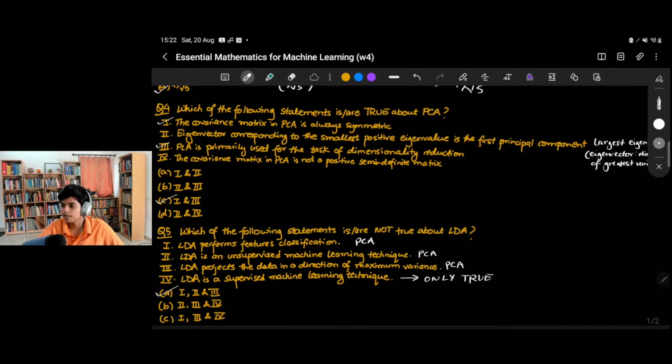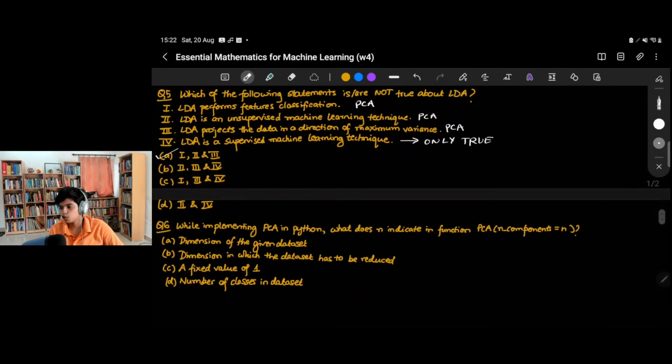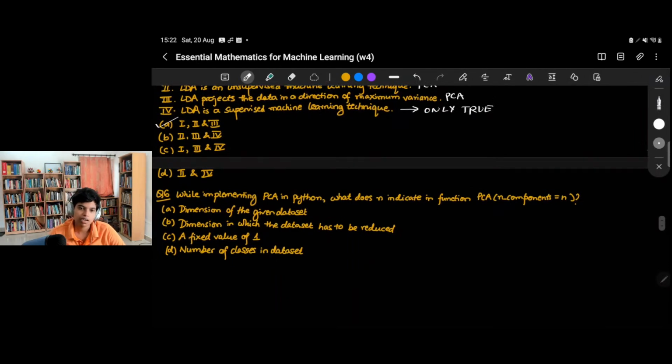So moving ahead. Now we have some questions based on the syntax of using Python for PCA and LDA. So the question says, while implementing PCA in Python, what does n indicate in the function PCA n_components equal to n? The options are dimension of the given data set, dimension in which the data set has to be reduced, a fixed value of 1, and number of classes in the data set. So the correct option is dimension in which the data set is to be reduced.